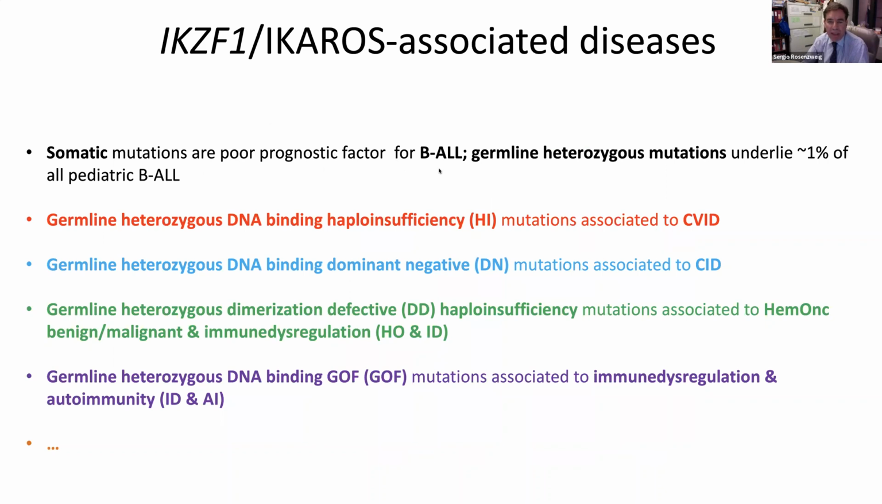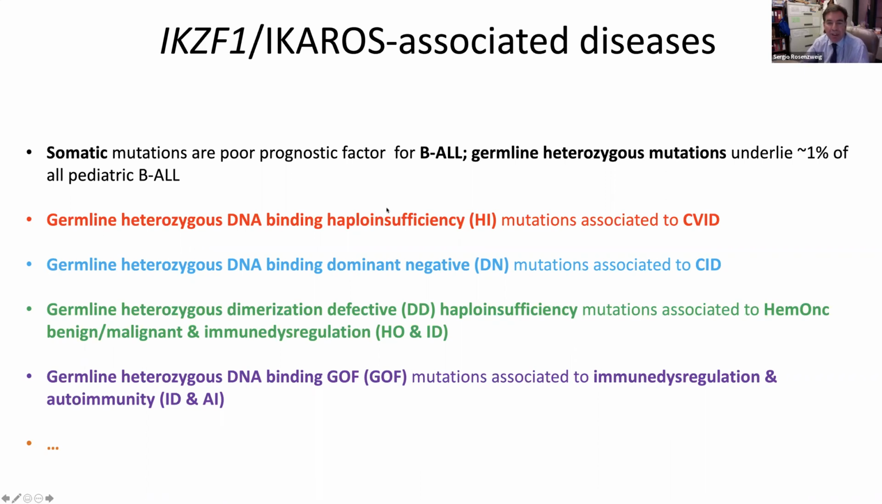prognostic factor for B-ALL, and keep in mind that 1% of all the pediatric patients that have B-ALL, the most common cancer in pediatrics, will have germline, but not somatic mutation. That was described by the St. Jude group when they retrospectively analyzed almost 4,000 patients with B-ALL. They found that 1% of their population of pediatric B-ALL had germline IKAROS mutations.